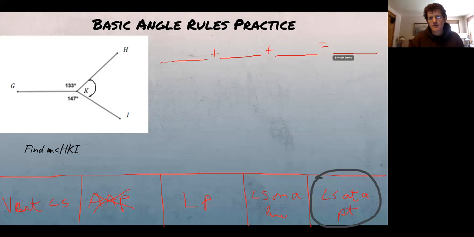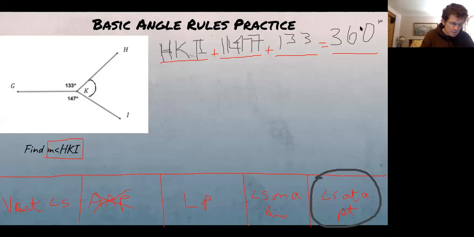All right, and what I want you guys to do is pick and choose which blank you want to fill in, but go ahead and fill in these blanks with the numbers and notation that we need so that we can start doing our algebra quickly. So now that we've got 147 plus 133 plus measure of angle HKI, these all have to add up to 360. Now we can just combine our numerical terms. When I add up 147 and 133, it'll be 280.